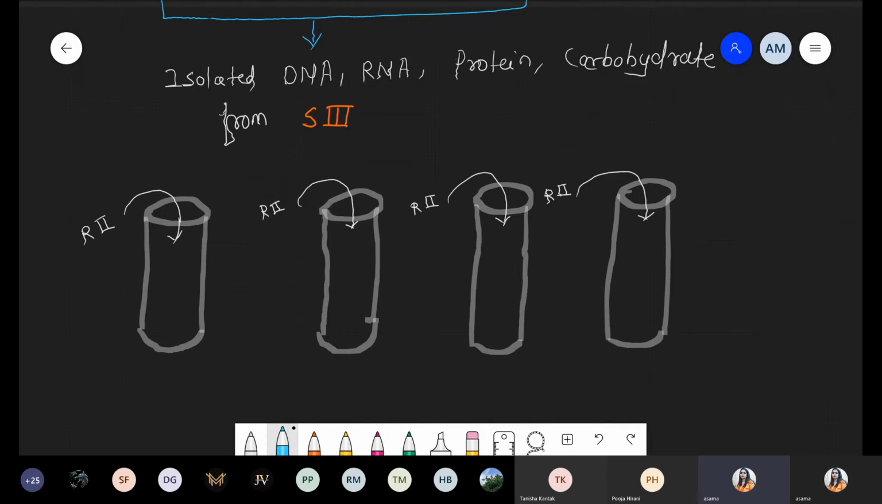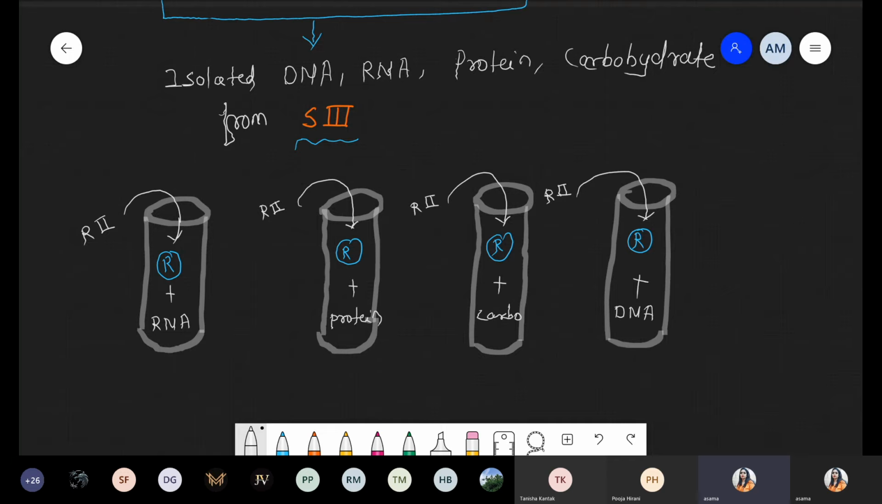He added DNA, RNA, protein, carbohydrate respectively in all test tubes, which is isolated from S3. Remember, what did he add first? He added just the strain of R2. He added the smooth strain, but along with that, plus, here we are just writing R, that is rough strain, and along with rough strain, simply he added the biomolecules of smooth strain. That is, first of all, he added the RNA, he added the protein, he added the part of carbohydrate, and finally he added DNA.